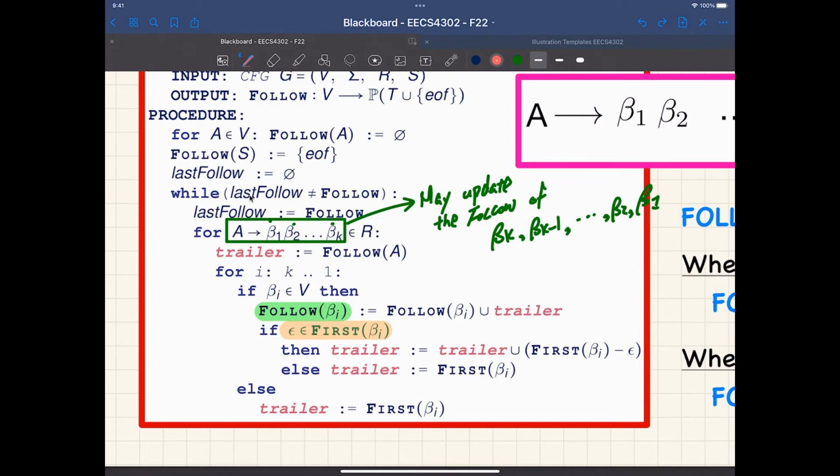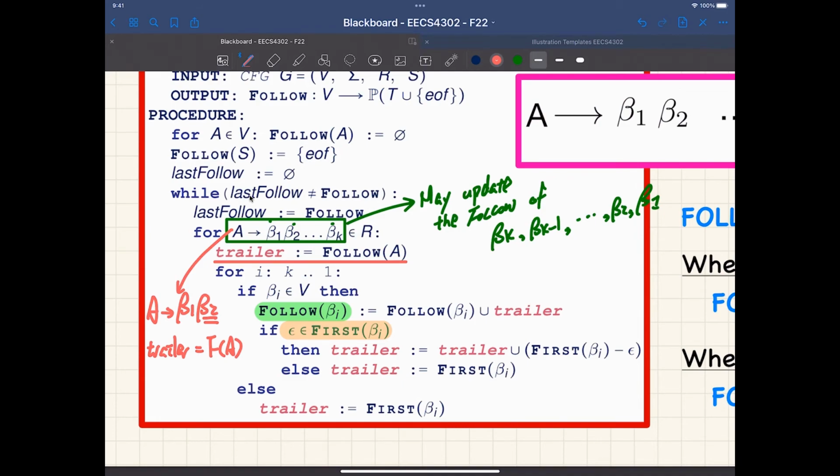Let me simplify that slightly. A would be beta 1 and also beta 2, let's say. When we say the trailer would just be the follow of A, this for sure is actually going to be the follow of beta 2, according to what we said before.